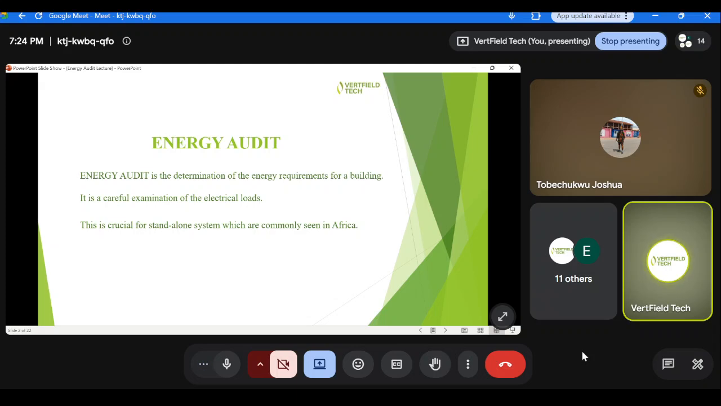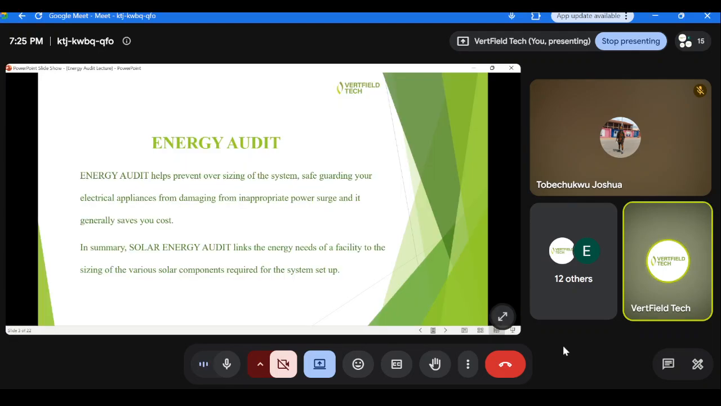So you need to have this idea of the energy need, okay, in terms of getting to know what appliance you are powering up, the number of appliances you are powering up, what that appliance is going to consume in terms of wattage. So that is what this energy audit takes care of for you. Energy audit helps you to prevent oversizing of your system, safeguarding your electrical appliances from damage from inappropriate power surge, and generally saves you cost.